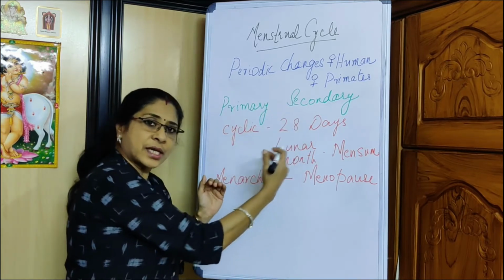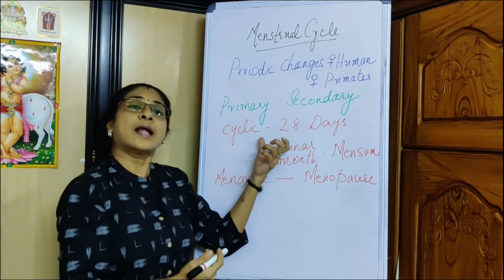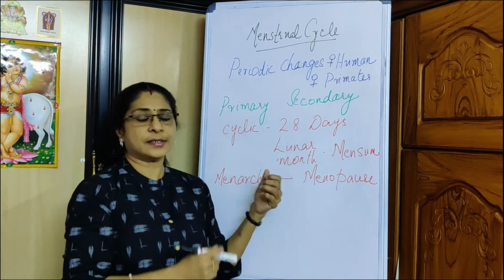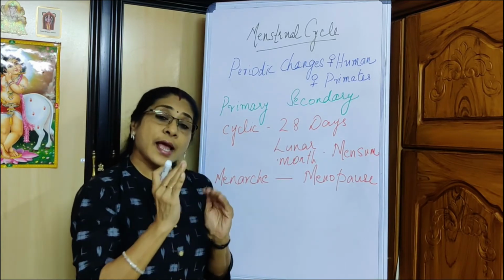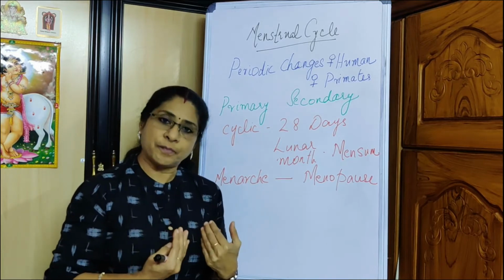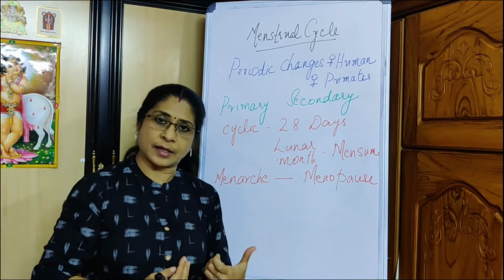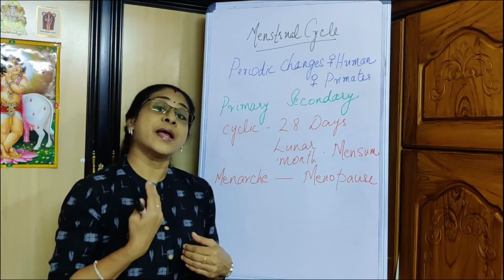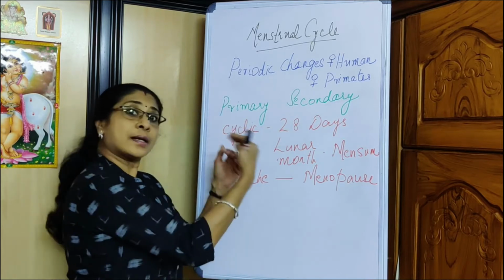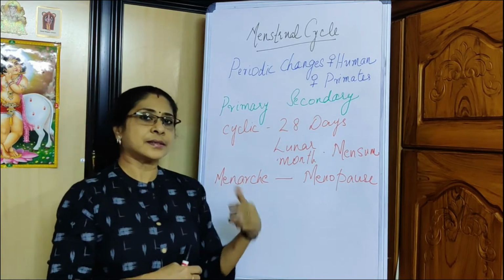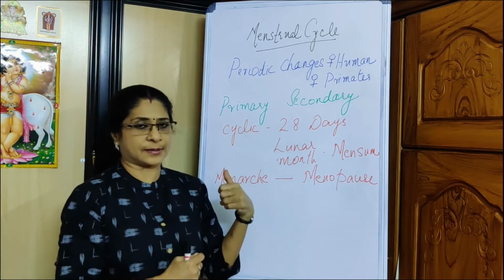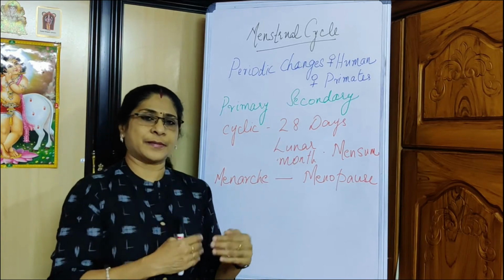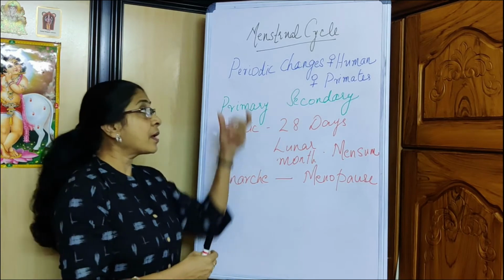Cyclically, these changes are observed lasting for 28 days, and it ends with the discharge of blood through the vagina, referred to as the menstrual flow. So there are quite a large number of parameters as far as this definition is concerned. Let us dissect it bit by bit and we'll understand it better.